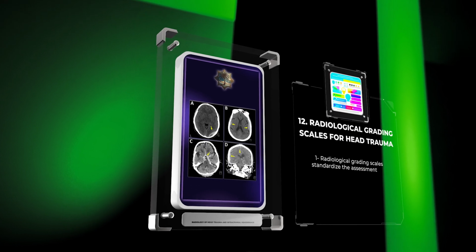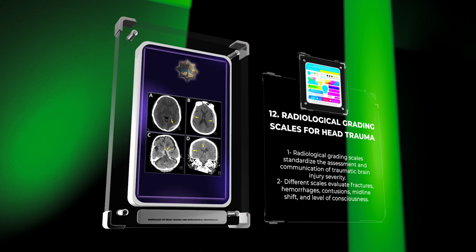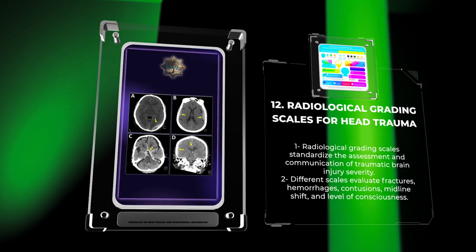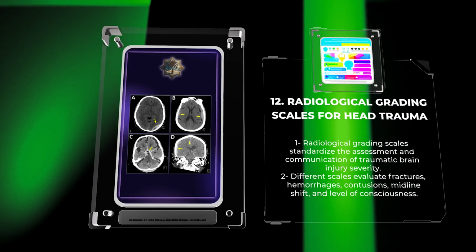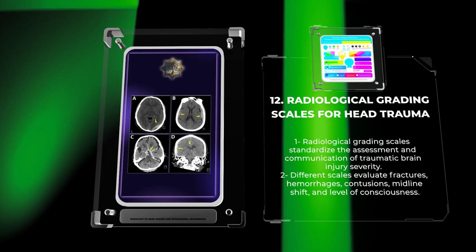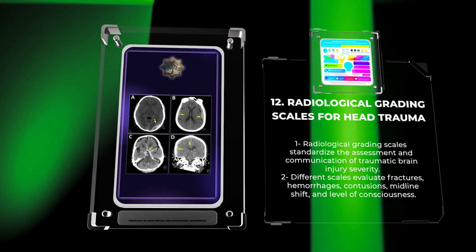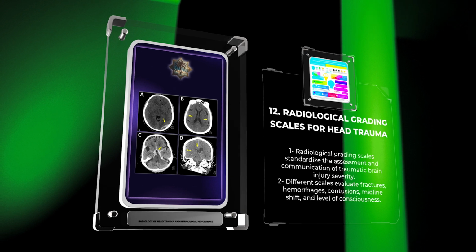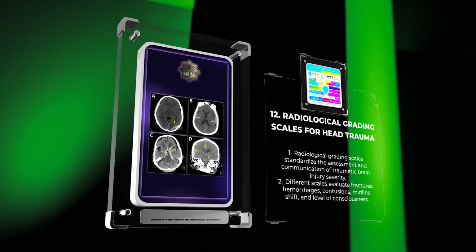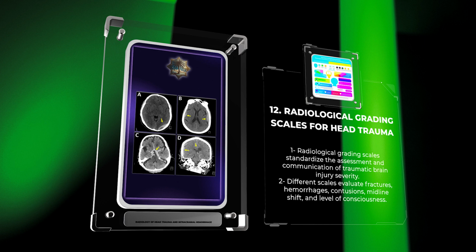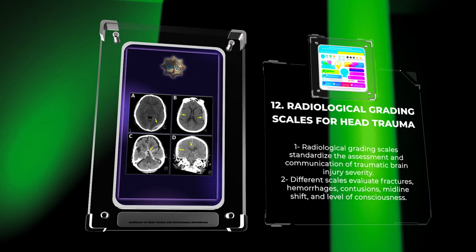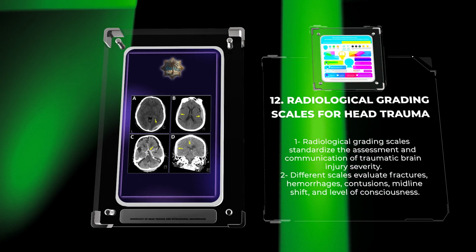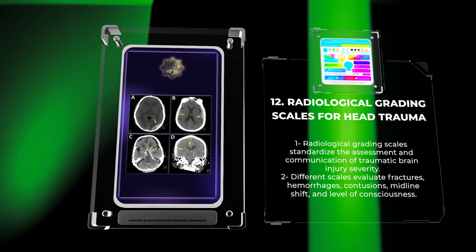Radiological grading scales are essential tools for standardizing the assessment and communication of traumatic brain injury severity. These scales aid in prognosis evaluation, comparing treatment outcomes, and conducting research studies. Various grading scales are used, such as the Marshall classification, the Glasgow Coma scale, and the Rotterdam CT score. Each scale evaluates different aspects of traumatic brain injury, including the presence of fractures, hemorrhages, contusions, midline shift, and level of consciousness. Radiologists and clinicians rely on these grading scales to guide treatment decisions and prognostic discussions.